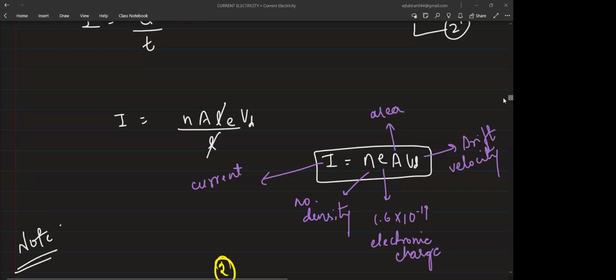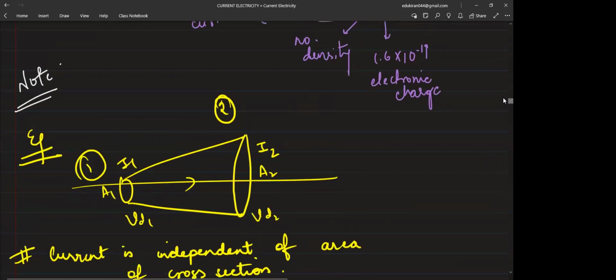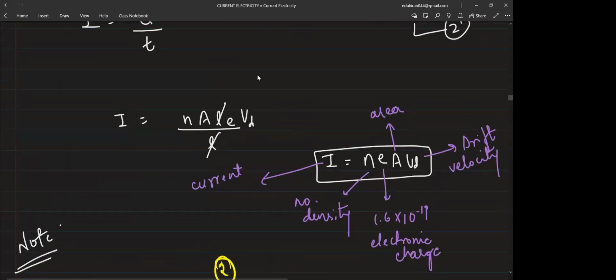Okay, now we'll see one relationship. If you look at this, I is equal to NeAVd. So one question for you, Zara. If current increases, what do you think will happen to the drift velocity? I feel like it is proportional to it, current and drift velocity. Yes, so by the formula, we can say current is directly proportional.